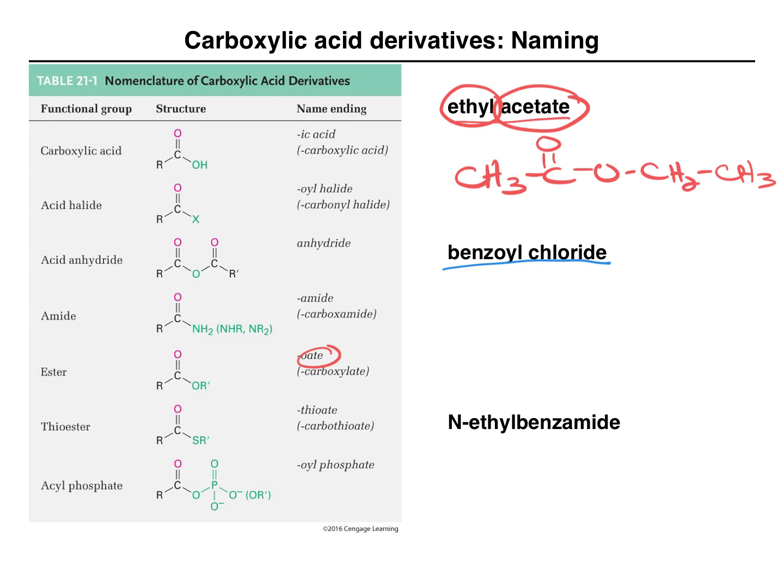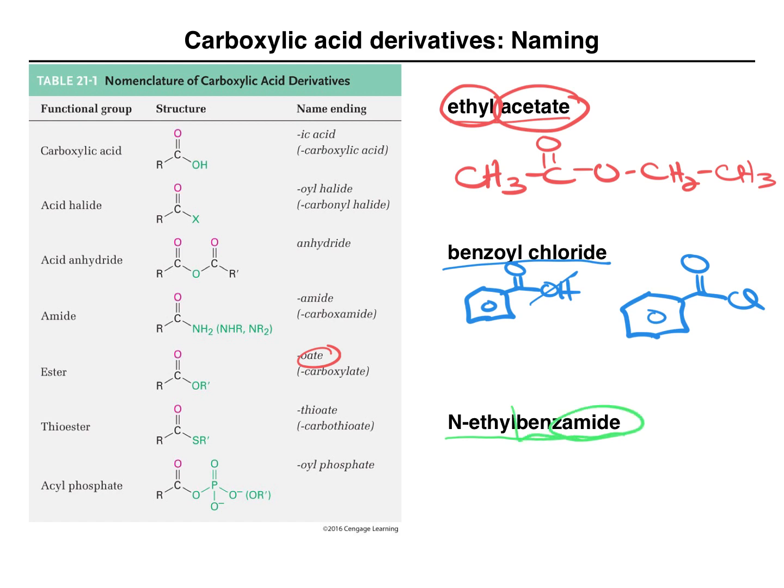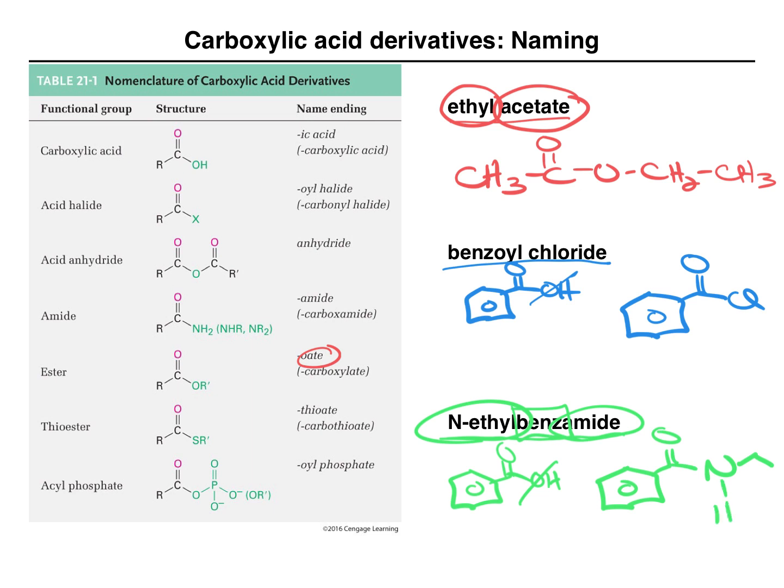Benzoyl chloride, this is an acid chloride, and let's think about benzoic acid, but then instead of being a carboxylic acid, it is an acid chloride. So this is the structure of benzoyl chloride. With N-ethylbenzamide, we know that this is an amide, and it is based on benzoic acid, but instead of being the carboxylic acid, it is an amide. Now the nitrogen is connected to one ethyl group, and it must also be connected then to one hydrogen because nitrogen likes to have 3 bonds total.